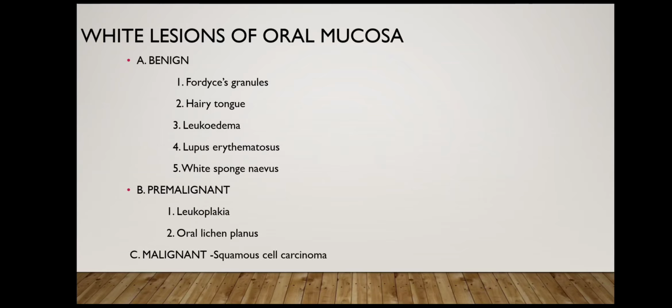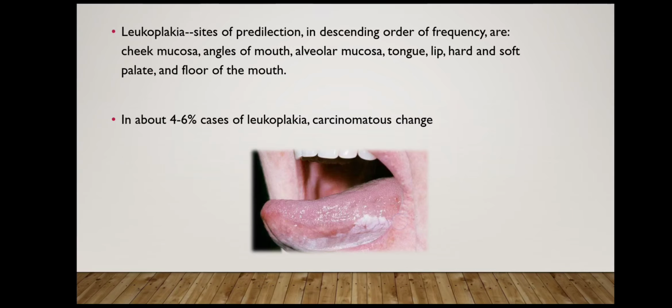The white lesions of oral mucosa include the benign lesions, which are Fordyce granules, hairy tongue, leukoedema, lupus erythematosus, white sponge nevus, and the premalignant lesions of the oral cavity, which include leukoplakia and oral lichen planus. Malignant lesions which can present as white lesion is squamous cell carcinoma.